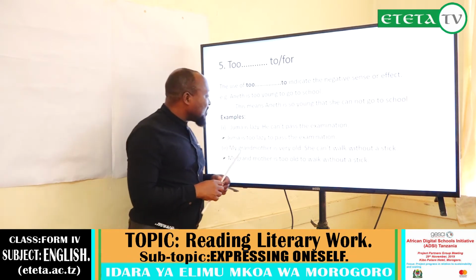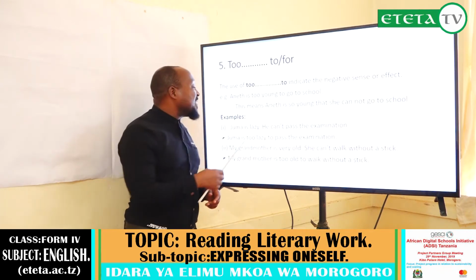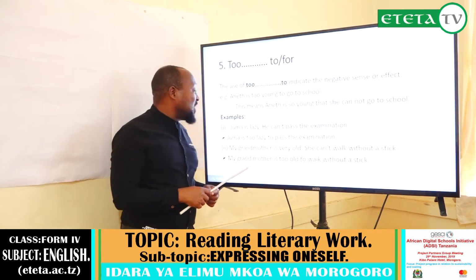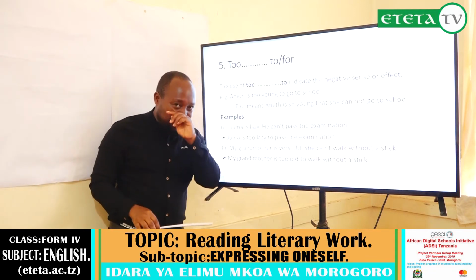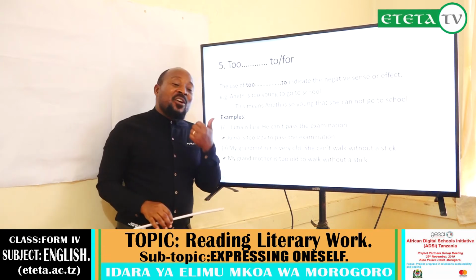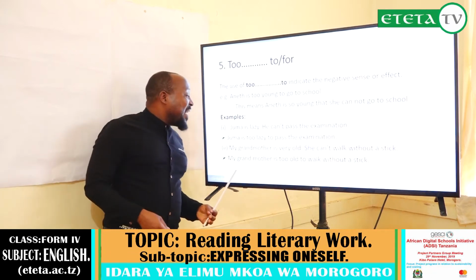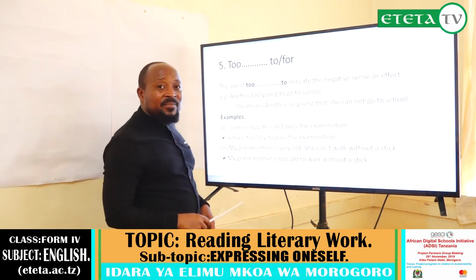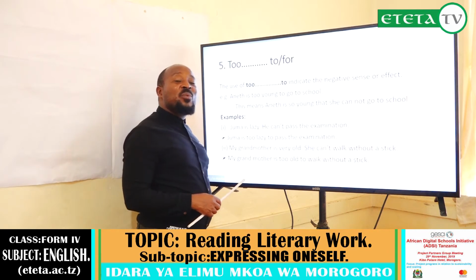You see here, Juma is lazy. He can't pass, because we don't expect someone who is lazy to pass the examination. And so, by using "too", you say: Juma is too lazy to pass the examination. My grandmother is very old. She can't walk without a stick. My grandmother is too old to walk without a stick.